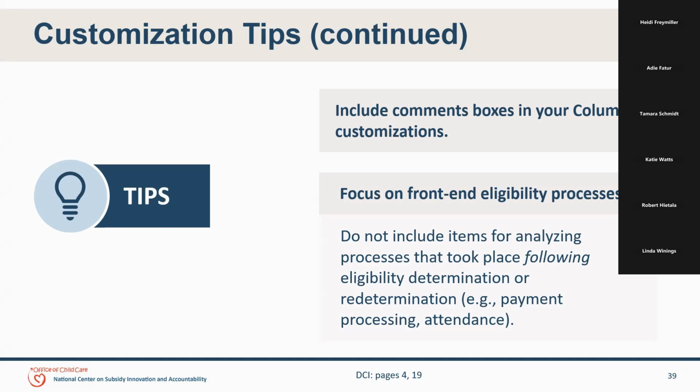Don't include items for analyzing anything that took place following eligibility, such as payment processing or time and attendance. Those are what we call back-end errors. And also, I know I mentioned this already, but things like fraud are not included in the scope of this review. So we wouldn't want to see any items about that either.